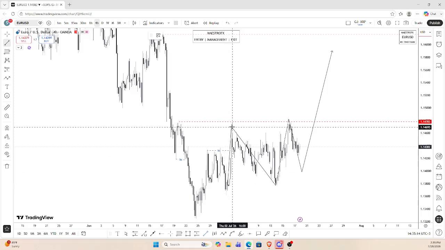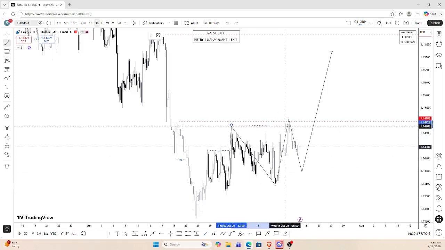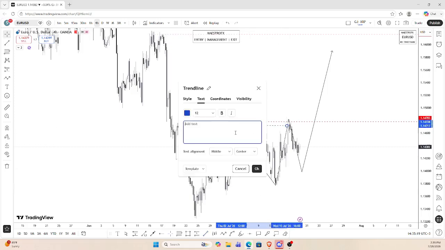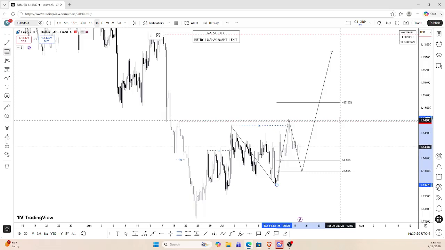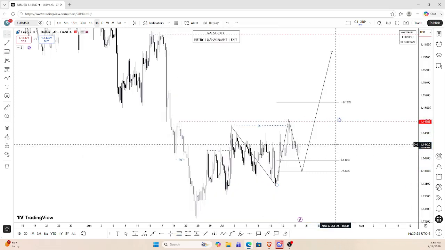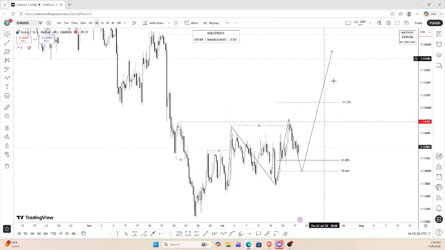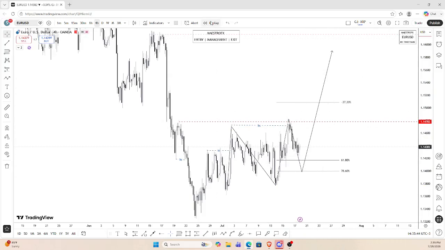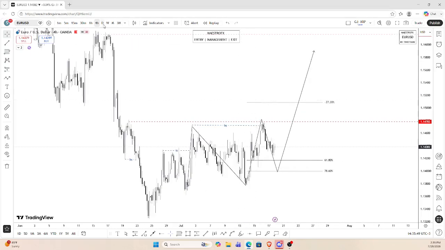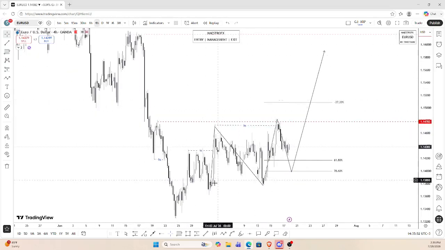Okay, and so after this break of structure over here, we are currently anticipating corrections to premium levels, in this case to discounted levels, before we push further. This is what I'm looking at on the 4 hour, but there are even better gems on the 1 hour time frame, so let's jump on the 1 hour time frame, and this is what we have here.